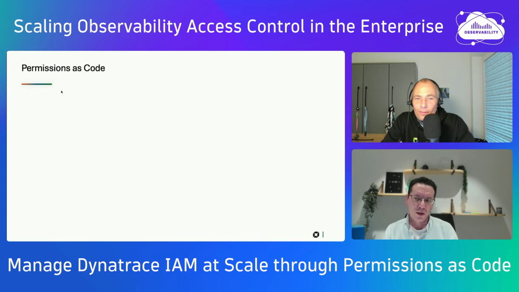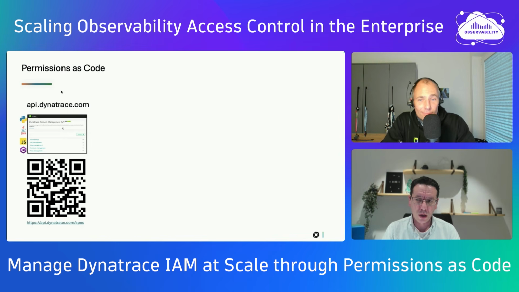Let's look at it, because we do everything else as code. We write applications and services, and we represent infrastructure as code. So why not also represent security and permissions as code? What are the options that we mentioned earlier? Well, the obvious choice is certainly to just hit the API directly. We have a Dynatrace account management API under api.dynatrace.com.